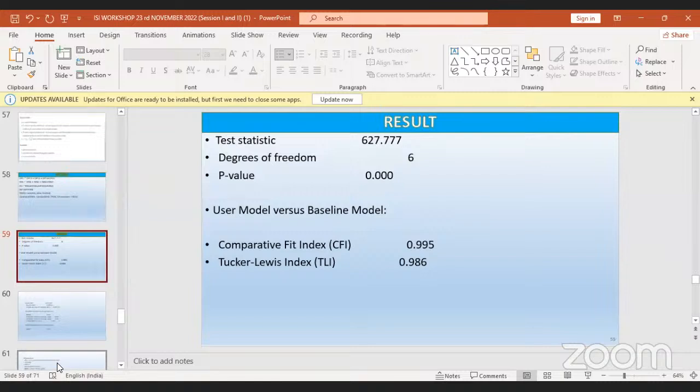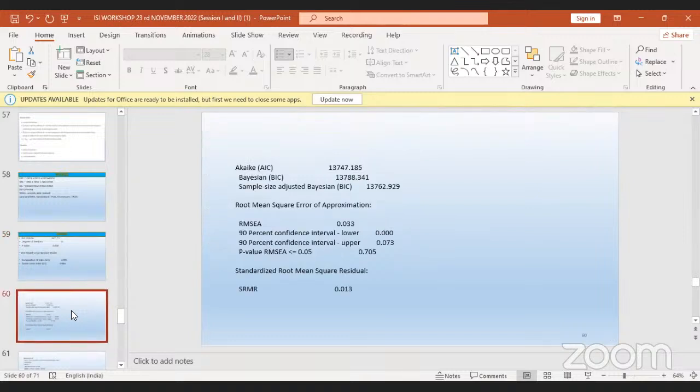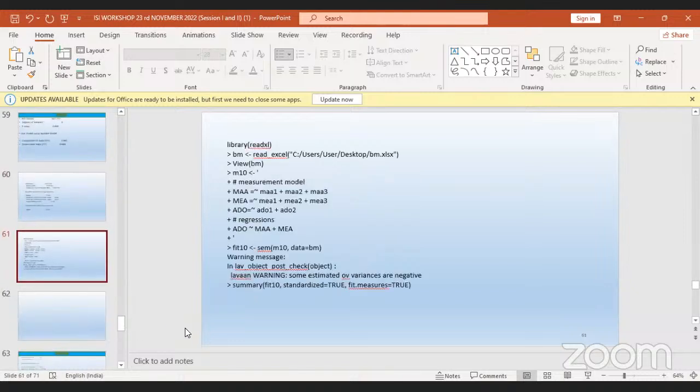Now these are the results, where you have the test statistic, comparative fit index, Tucker-Lewis index, then root mean square error of approximation. These are the very basic indices you have to report. Now these are the R codes for performing a particular structural equation model.